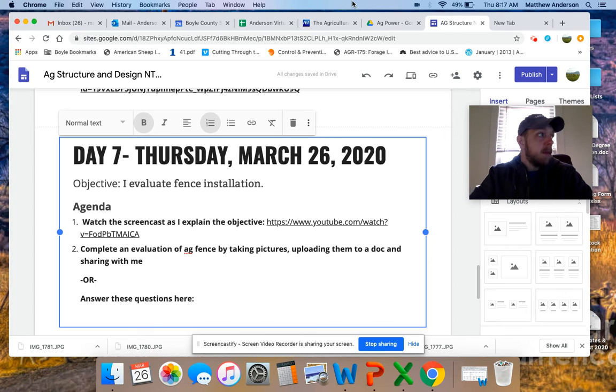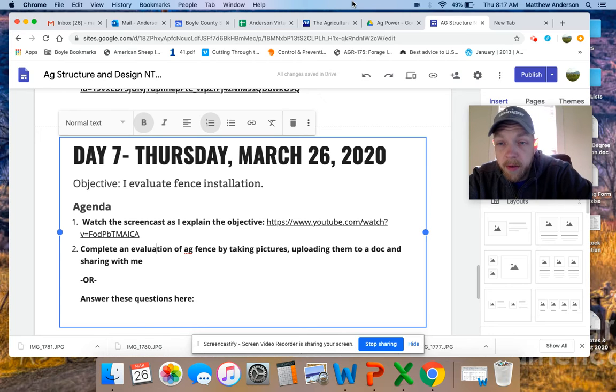If you aren't able to make it out, or you don't have an example of ag fence around you, I'd rather you didn't do chain link fence or something in your yard, just because it's not going to be set up the same way as the ag fence we've been talking about. But if you don't, I'll have a set of questions you can answer in another document and then just share with me, which will wrap up this whole unit.